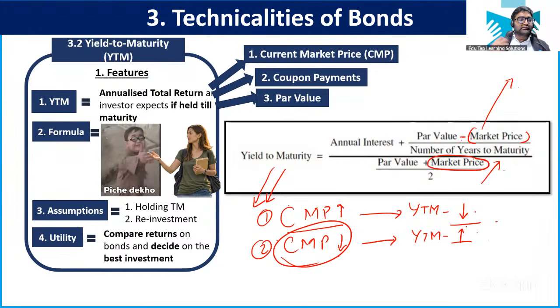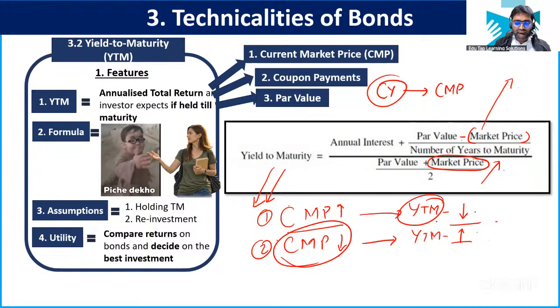What did we see was the relationship between the current yield and the current market price? The same relationship is there with yield to maturity also. There is an inverse relationship for sure. Okay, is that clear?